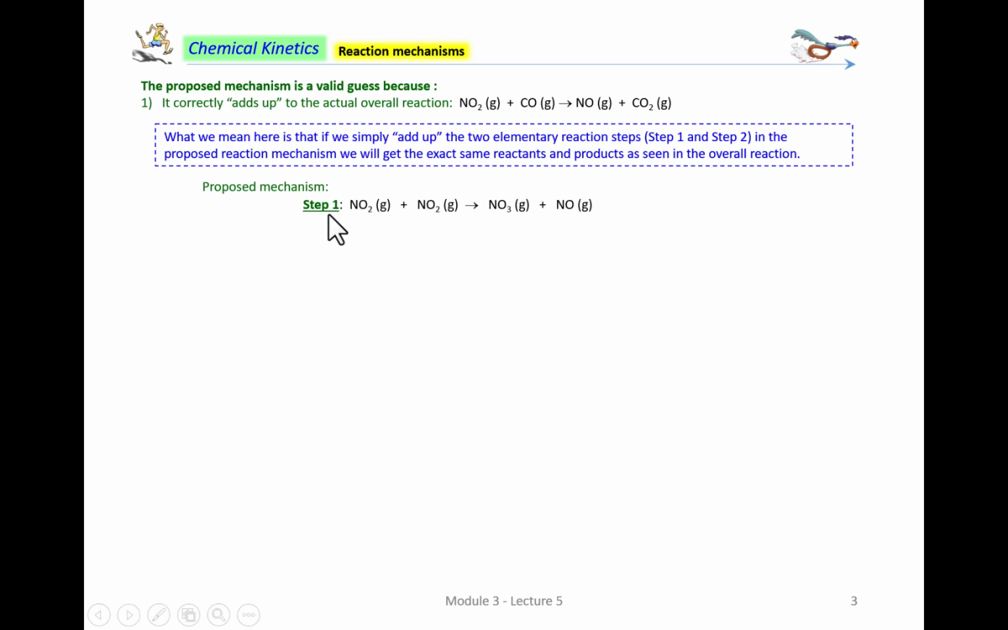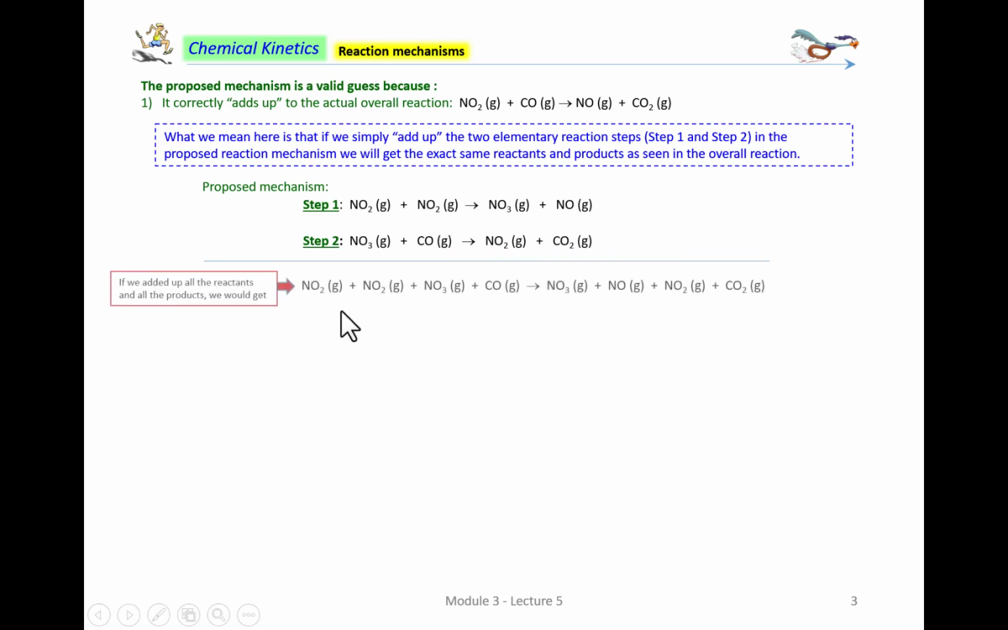So let's write our proposed mechanism again. Here's step 1. Here's step 2. And what we're going to do is add these two reactions together. Now, what I did here was I simply added up everything that's on the left of the arrows, NO2 plus NO2, and then NO3 plus CO. And then on the other side of the arrow, I added up everything from these two reactions above that are on the right side of the arrow, NO3, NO, NO2, and CO2.